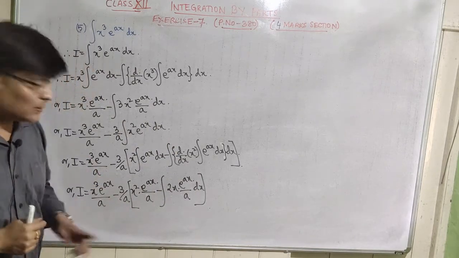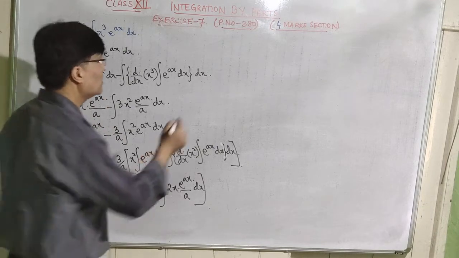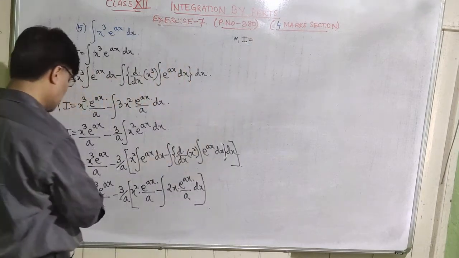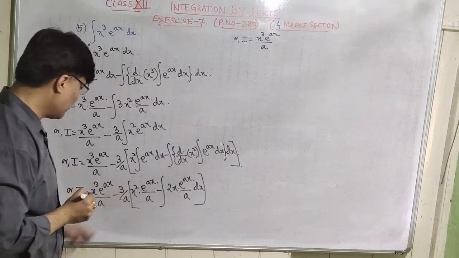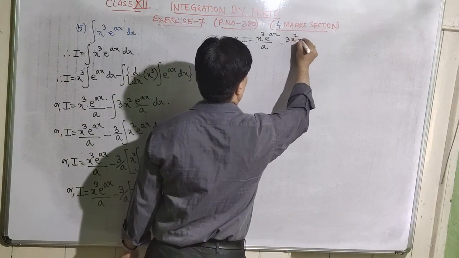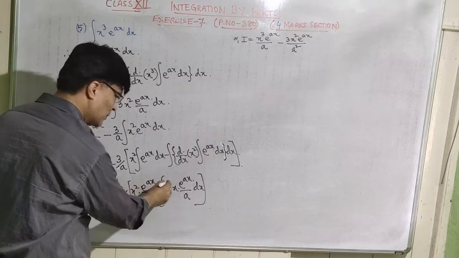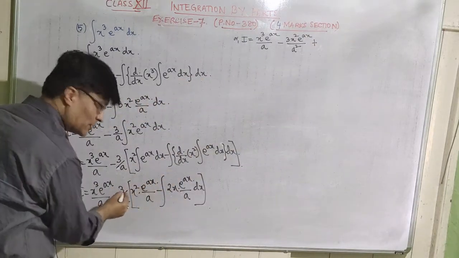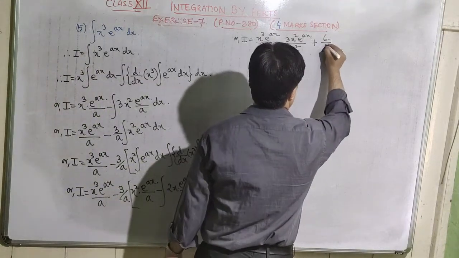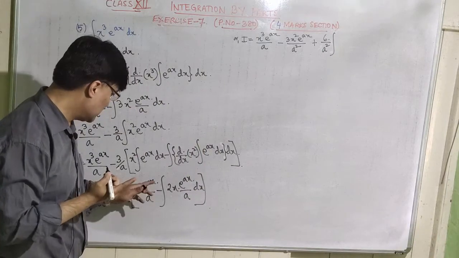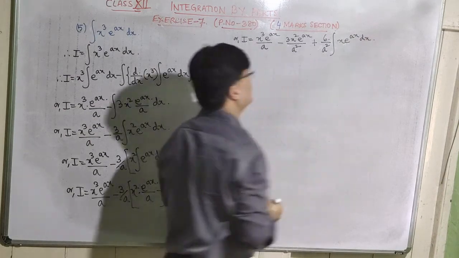So what will you do in the next step? Now we have to open this bracket. You have to multiply both these terms by 3 by a in order to open this bracket. So I is equal to, which is the first function here? X cube e to the power ax divided by a. Now let us multiply by minus 3 by a here: minus 3x square e to the power ax divided by a into a square, that is a squared. Minus into minus is plus, 3 2s are 6, divided by a into a square, integration of x e to the power ax dx. Is that understood now?